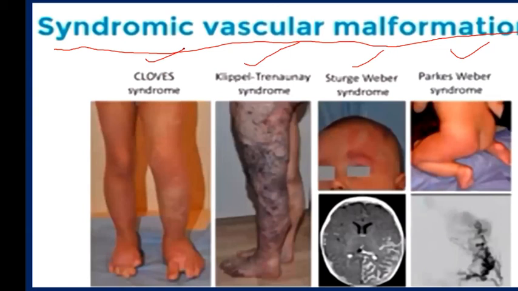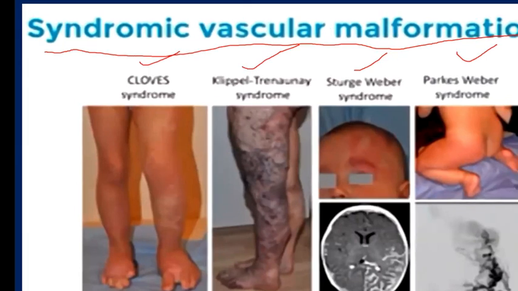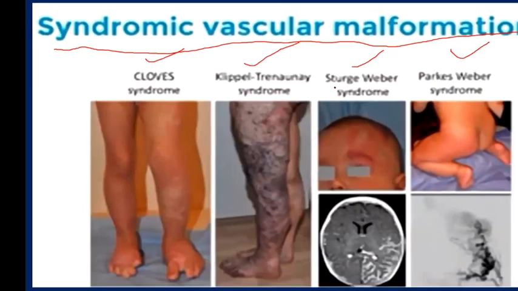It is a systemic vascular malformation. It is vascular malformation in the skin and in the brain and in the eye. So it has many anomalies. Klippel-Trenaunay, Sturge-Weber, Parkes Weber, and gloves.